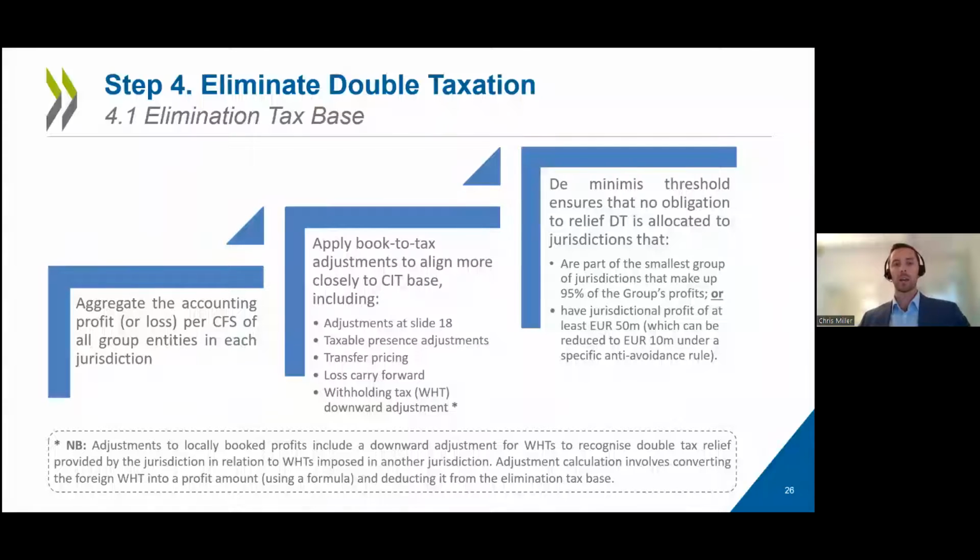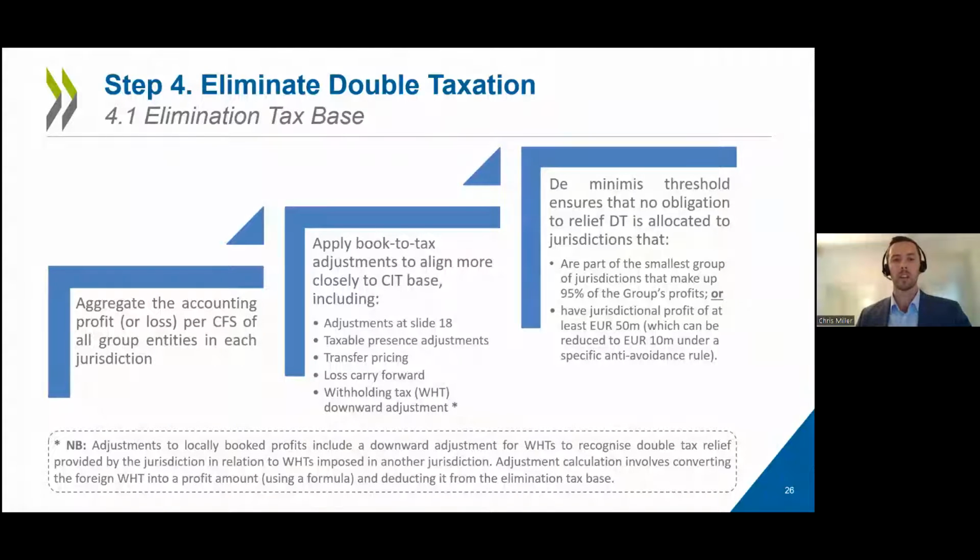We then, of course, make a number of adjustments to that accounting measure of profit, consistent with P2. And as mentioned, the reason for that is to align with corporate income tax bases that we observe internationally. The first bullet point under that middle box here that we describe is those adjustments mentioned in slide 18 in the allocation tax base that Eric talked about. We apply those similarly in the elimination tax base. We also make a number of further adjustments, and we list a few of them here. This isn't a comprehensive list. There are indeed other adjustments that are largely consistent with P2, but we'll go through a couple of them here.